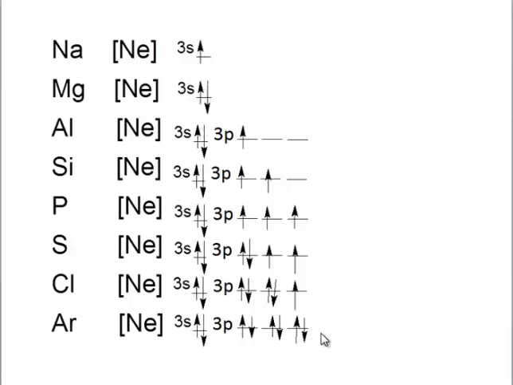Note that when we reach the end of the row, argon, the 3s and 3p subshells are filled. This, by the way, is a correct orbital diagram for argon. You can't replace the entire diagram with a symbol for argon in brackets.